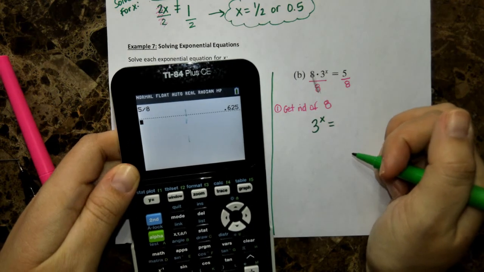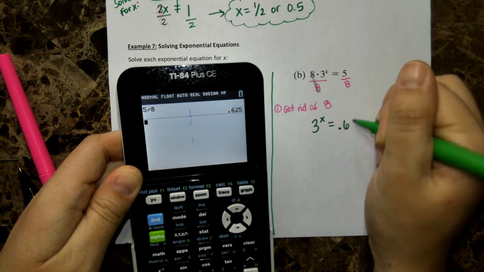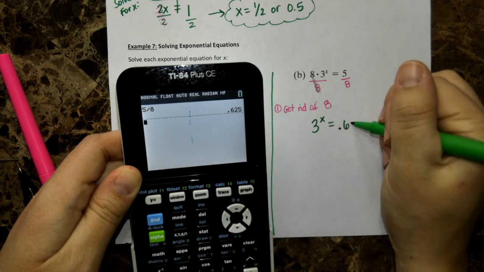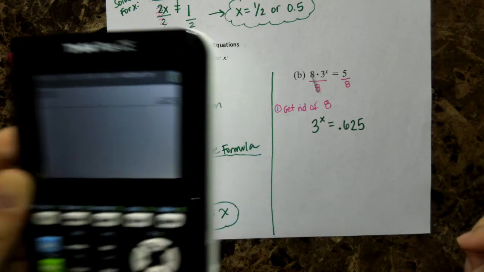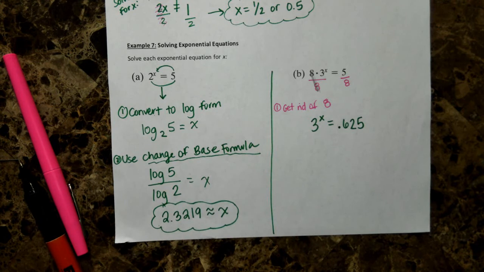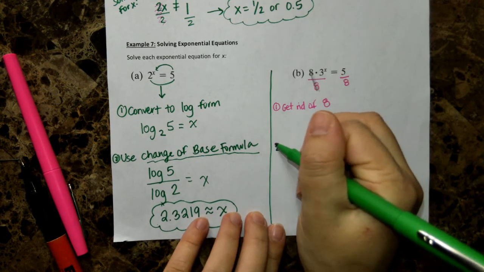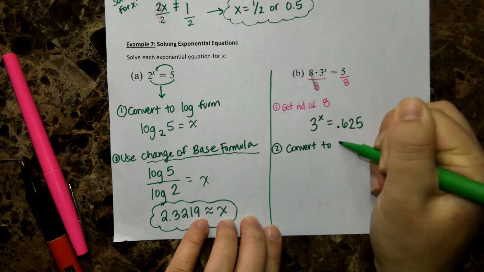I'll go ahead and write it as a decimal because it's a pretty one. If it was a crazy decimal that continues on, I'd probably leave it as a fraction. It's a pretty nice decimal though, so I'll leave it as a decimal. Now this looks just like part A. This is something that we can easily solve. So now we can convert it to log form so that we can solve it in that way.